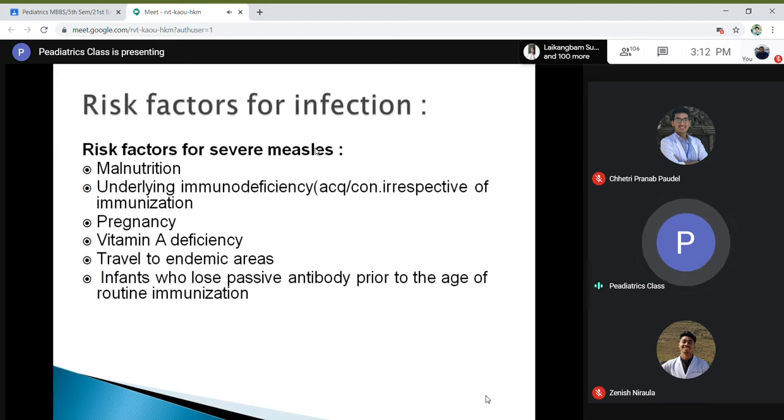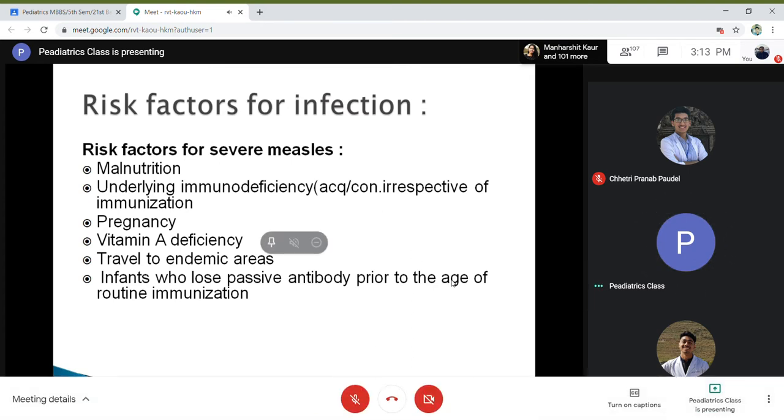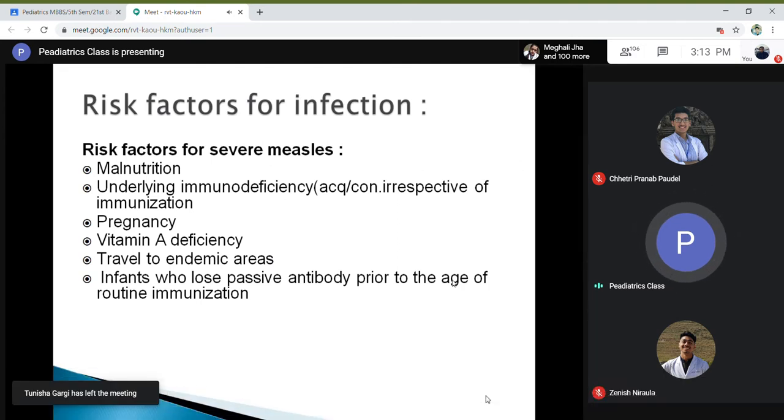So there are certain risk factors involved. Risk factors for severe measles are malnutrition. You could get measles, but those could be affected severely, like with malnutrition, immunodeficiency, acquired or congenital, irrespective of the immunizations, pregnancy, vitamin A deficiency, and travel to endemic areas.